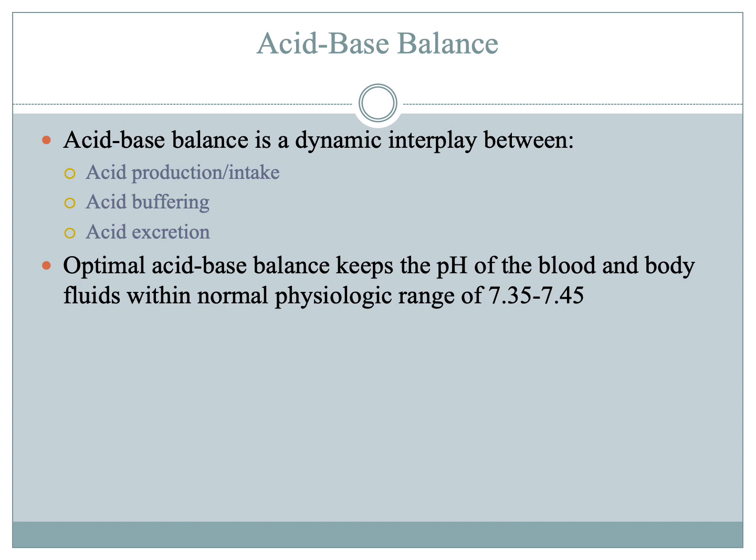The way it's balanced in the body has to do with acid production or intake, acid buffering, which are the systems we're going to talk about by which the body balances the acid base in the body, and acid excretion. Optimal acid-base balance keeps the pH of the blood and body fluids within the normal physiologic range of, here's your normals, 7.35 to 7.45.